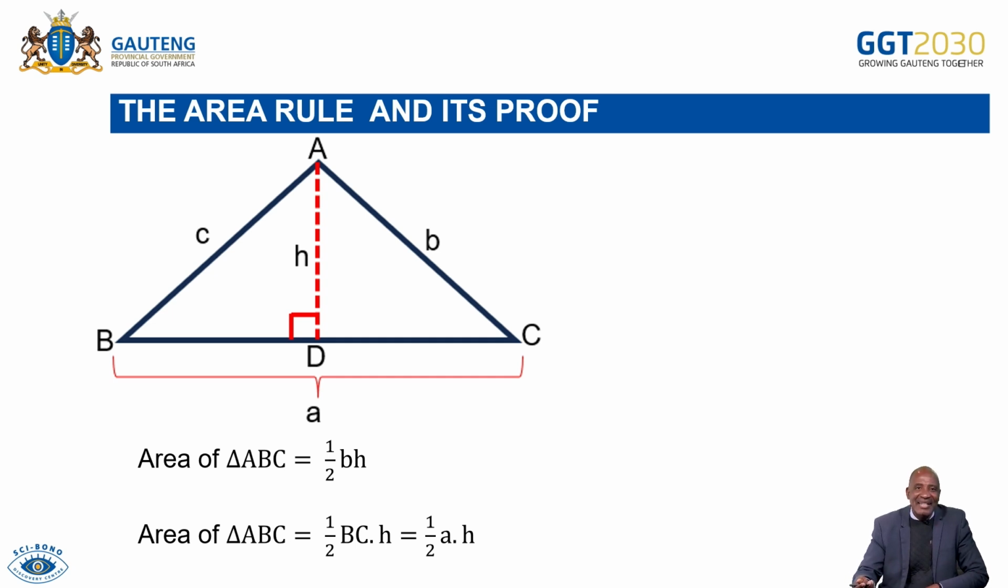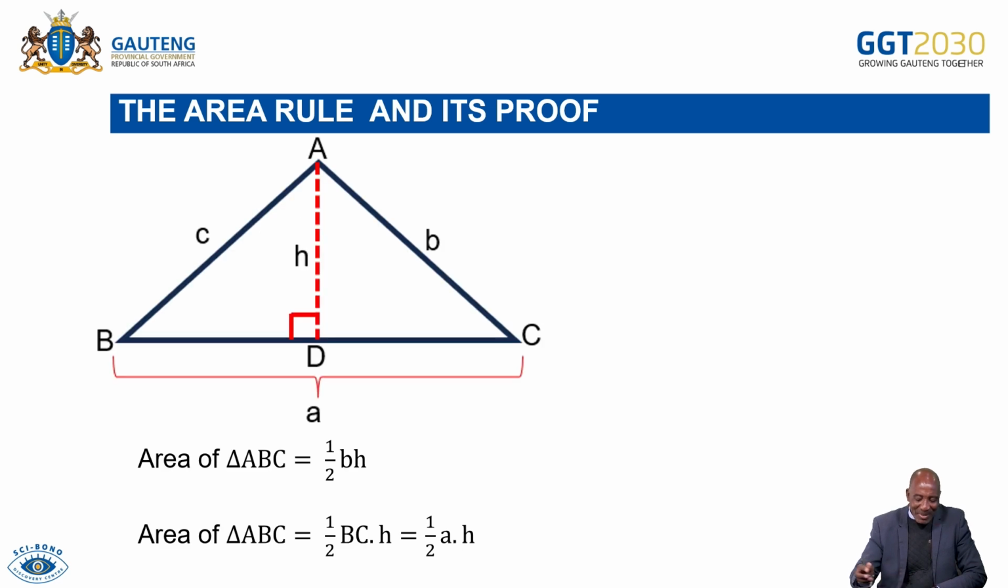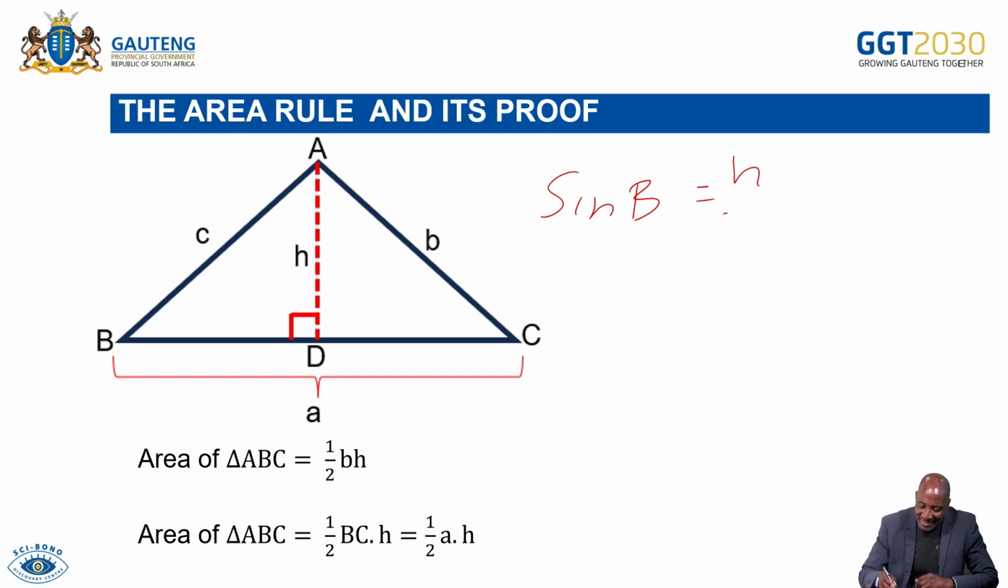We know the height, that red broken line. We know the base, depending on which side we choose. If I choose BC to be the base, that is A, the height is H, done. But remember, we are the one who introduced H. We can as well find that H. Our H can be found by saying in triangle ABC, sine B is equal to the opposite side divided by the hypotenuse side. Then we can solve for H. Our H will become C sine of B.